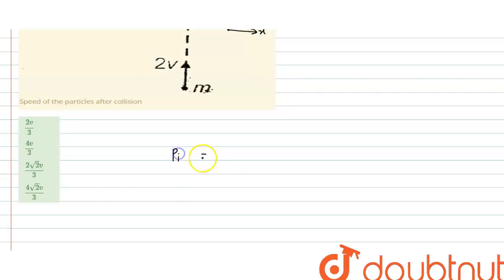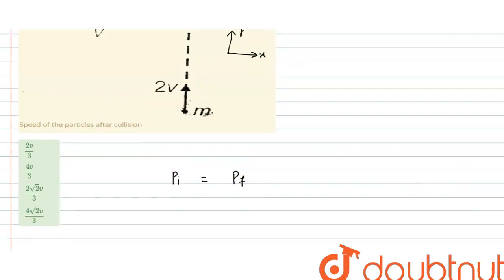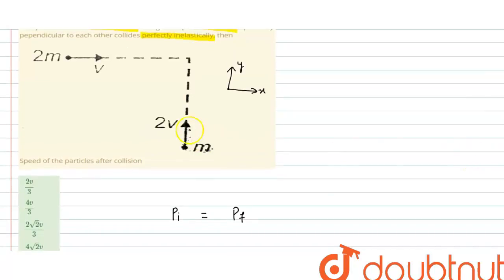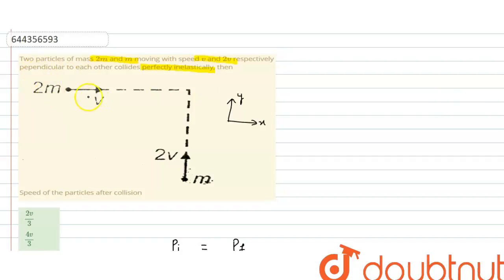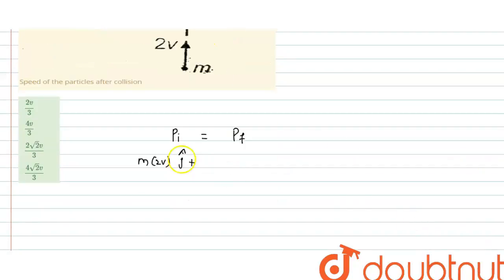So initial linear momentum is equal to final linear momentum. Initial linear momentum for this particle is m into 2v along the y-axis, that means j cap, plus for this particle 2m into v along the x-axis, so 2m into v along the x-axis, that means i cap.